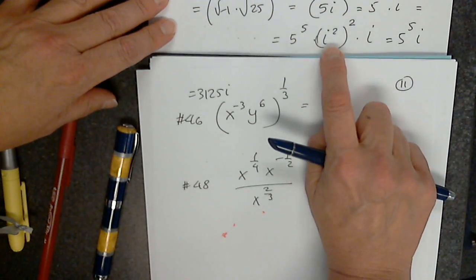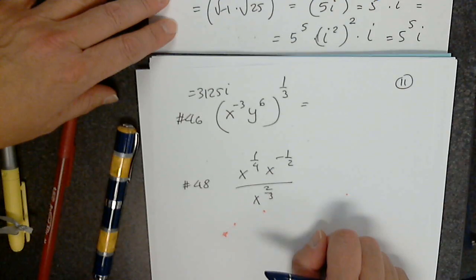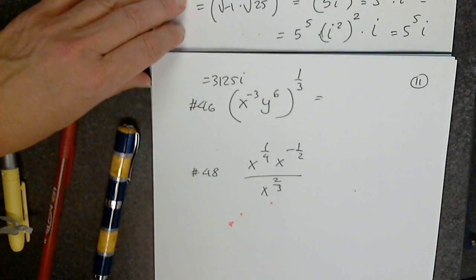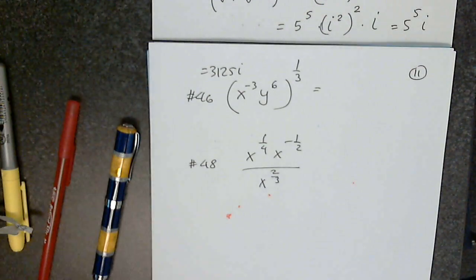No, it gives you negative 1 squared, which is 1. That's okay. So we're working on 46.